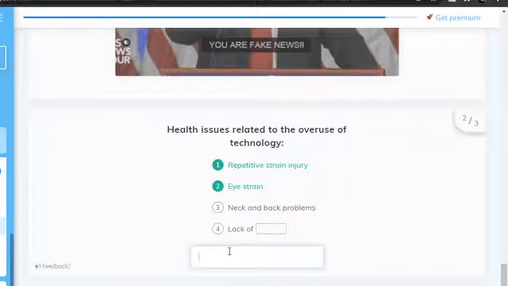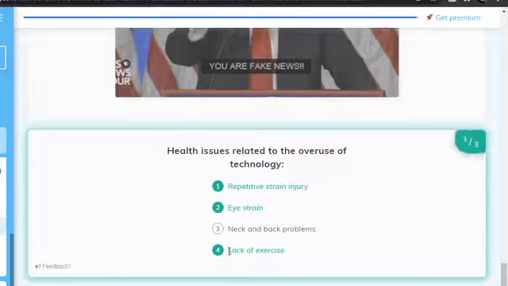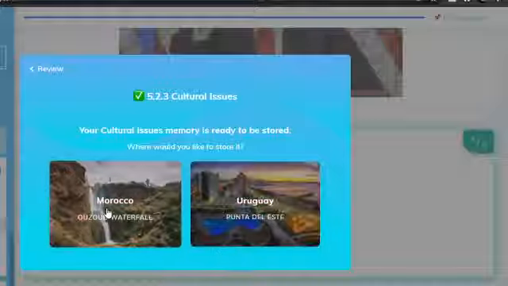Well, there's a lot of things. There's lack of human interaction, lack of exercise. Is that exercise? Exercise. Okay, cool. And environmental issues.